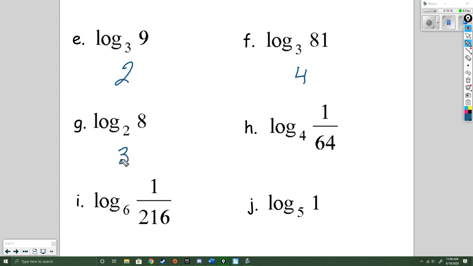Now, 4 and 64. Okay, well, 4 to the 3rd power would be 64. And then we'd have to change what side of the fraction bar it's on, so that would be a negative exponent. All right, same thing here. 6 to what power would be 1 over 216? That would be -3. 5 to what power would be 1? Just 0.